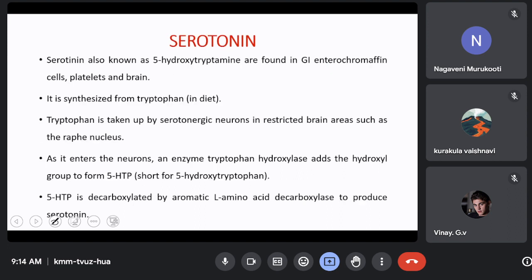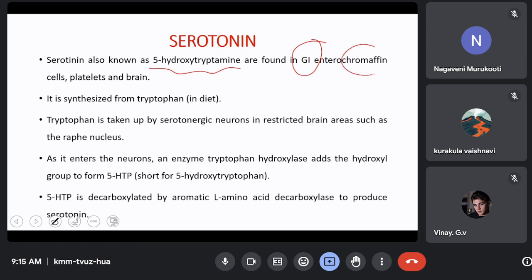And coming to the next one, serotonin. We have discussed it just before. What is serotonin? It is chemically 5-hydroxytryptamine. It is found in enterochromaffin cells of the gastrointestinal tract.